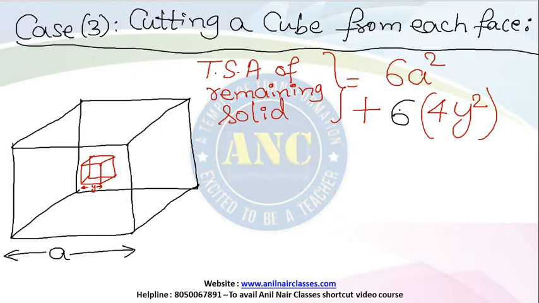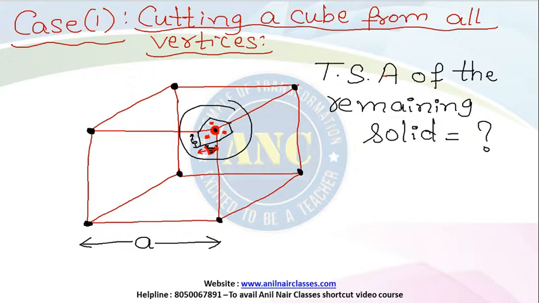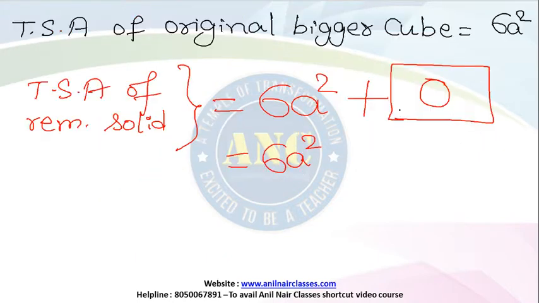I hope all the three cases whatever we discussed should be very clear. A quick recap of what we have discussed. Cutting a cube from all the vertices, three surfaces are taken out, that means removed. Three more are internally created, that means 3 minus 3, I am not creating anything extra, so the profit is 0. 0 into 8 vertices is 0, so the total surface area of the remaining solid still remains the same. There is no loss in case number 1.